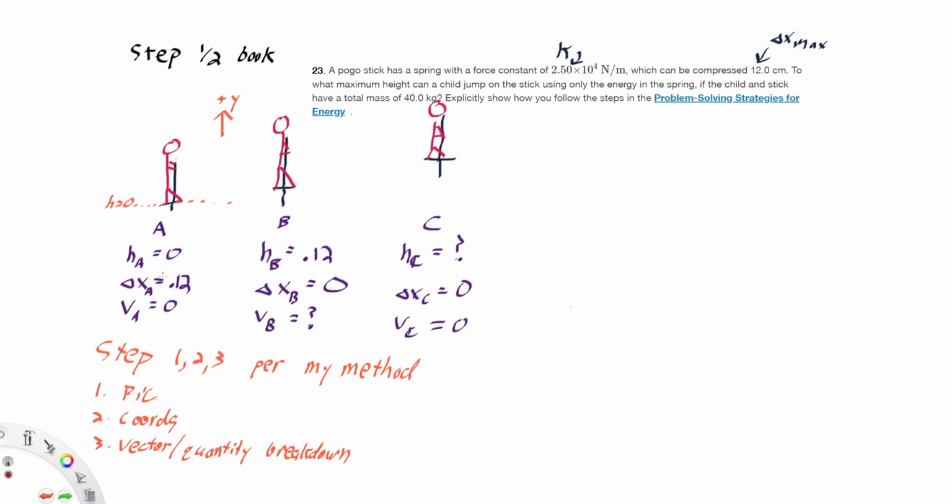What's the difference between H and delta X for this problem? So for this problem, delta X is for the spring energy. Our H will be referring to the height in the gravitational potential energy. They're both distance values in a way. Yes, so the delta X is how much you've compressed or stretched the spring from its equilibrium length.